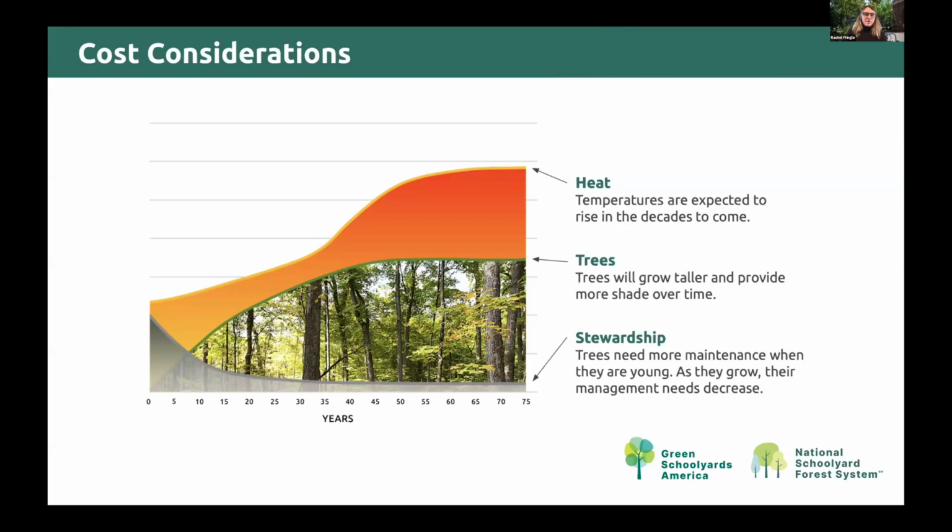For a school garden, there may be, for example, more ongoing costs due to the nature of that type of schoolyard. But whatever elements are included in the site, plan for the costs of their upkeep, maintenance, and repair over time. Next.